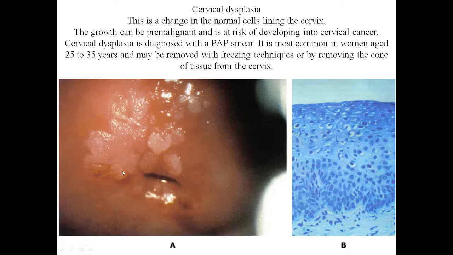And in this slide you can see cervical dysplasia, of the cervix of the uterus. In the second picture you can see the histology pictures of the cells. Cervical dysplasia is a premalignant disease, a premalignant tumor.